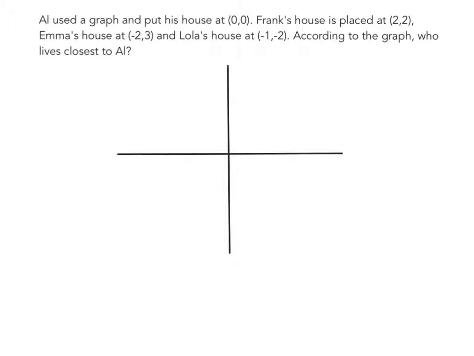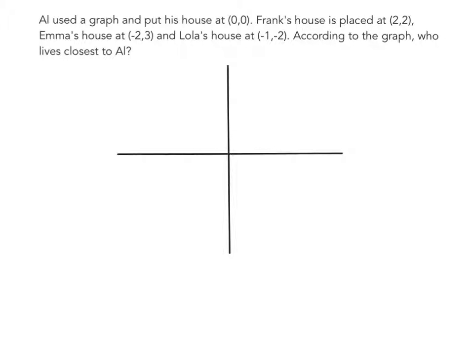So here's another example that we might see. Al used a graph to put his house at 0, 0. Frank's house is at 2, 2, Emma's is at negative 2, 3, and Lola's is at negative 1, negative 2. According to the graph, who lives closest to Al? So all we need to do is plot these points and figure out which one is closest.